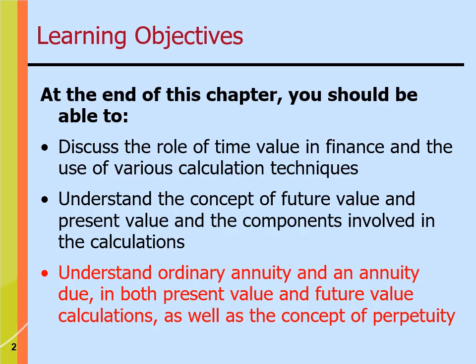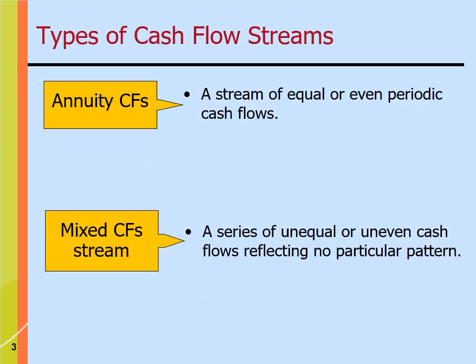This video will show you the annuity as well as the mixed cash flows concept for both present value and future value. Talking about cash flows, they can be divided into two types. The first one is annuity cash flows, which involve a stream of equal or even periodic cash flows. And the second one is what we call a mixed cash flow stream, which involves a series of unequal or uneven cash flows reflecting no particular pattern.